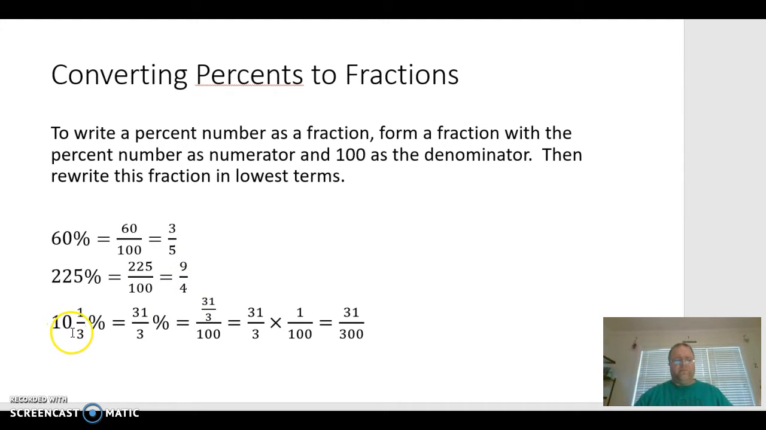And 10 1/3% is equal to 31/3. We do that by converting it to an improper fraction. 10 times 3 plus 1 is 31 over the original denominator, which is 3, so 31/3%. We're going to put that over 100 like we did before, and then we're going to do the same thing that we did last time. We're going to multiply by the reciprocal of the denominator. So it's the numerator times the reciprocal of the denominator, so 31/3 times 1 over 100, which is 31 over 300, and that is in its reduced form.